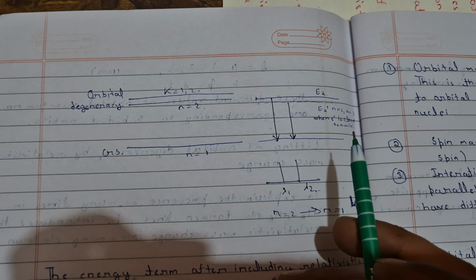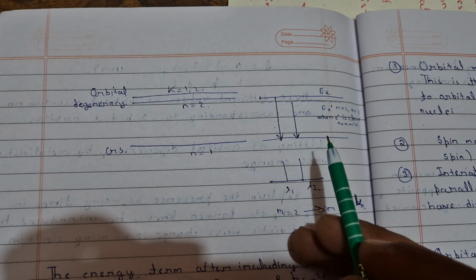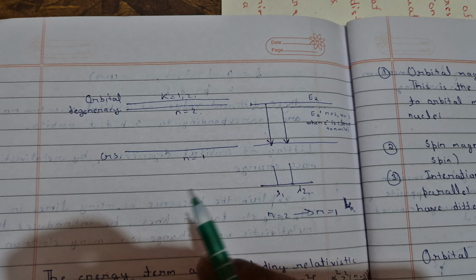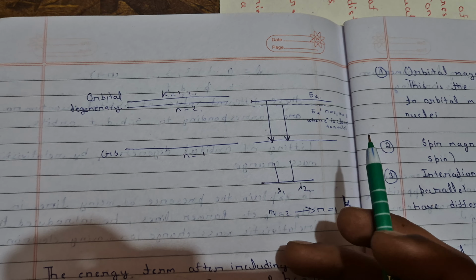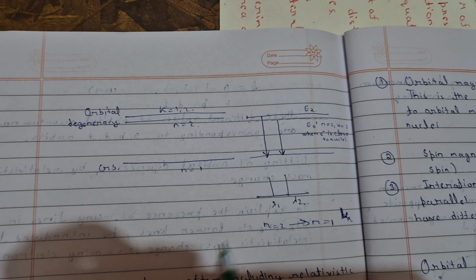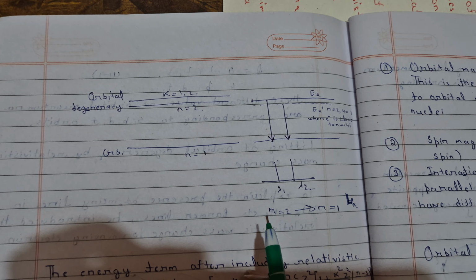Now we will refine this more, and we will see how we get more and more lines, multiple lines, in the hyperfine structure and so on. So that's all for today. Here we end the Sommerfeld model. Thank you.